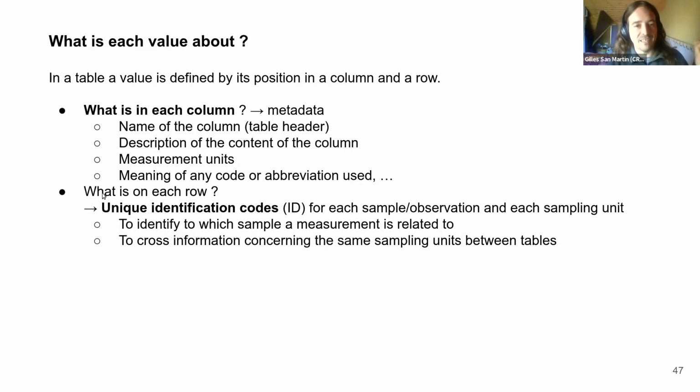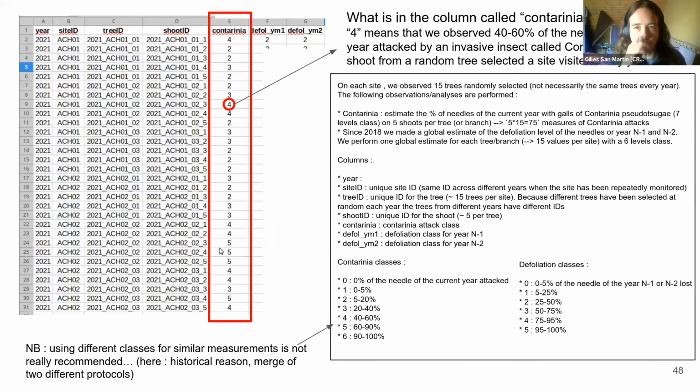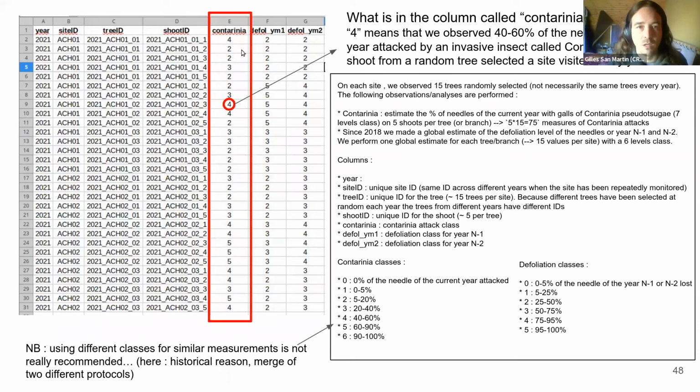But you also need information on the rows, and typically these are identification codes, for example, for each sample, but also for each sampling unit of your project. The aim is to identify to which sample a measurement is related, but also to cross information between tables. So this is an example.